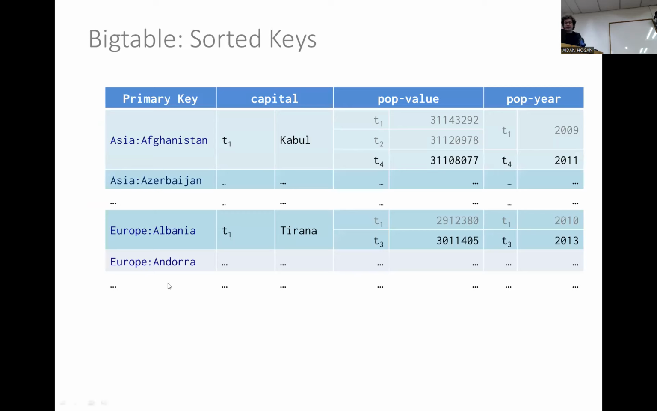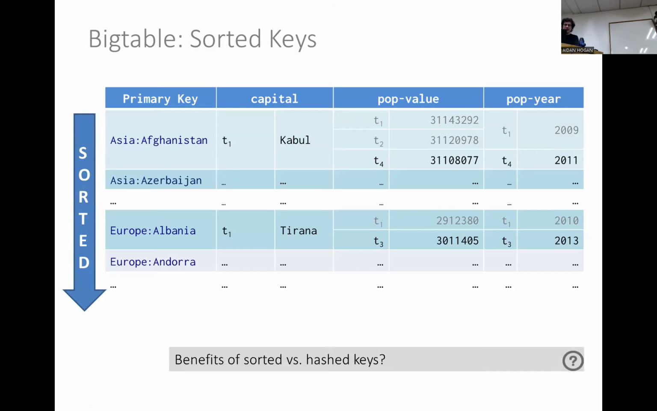One thing that's interesting about Big Table compared to Dynamo is that we have sorted keys. So this is another very common style of storage for NoSQL systems, where rather than just hashing individual keys, what we're going to do is store them and define an order over the keys. So in this case, we see we have some sorted order over the keys that we have. So this gives us certain benefits.